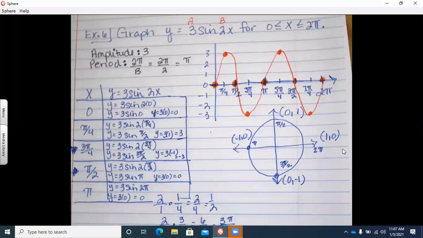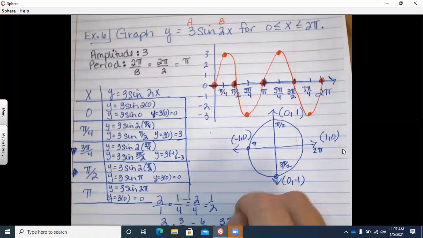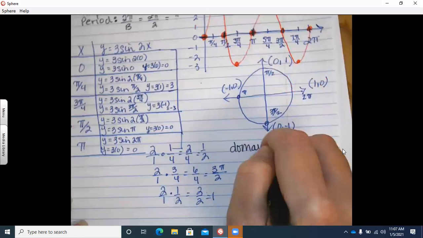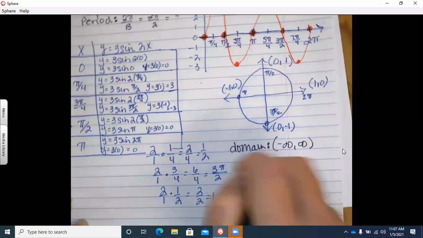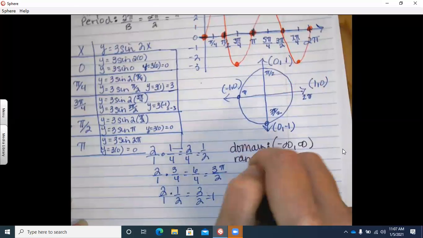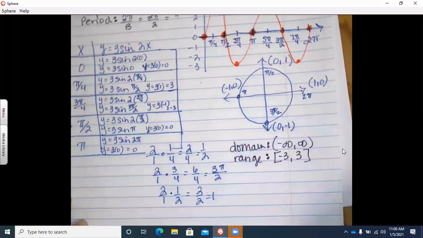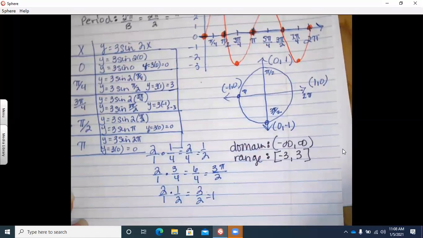Okay, so we already said the amplitude was 3, the period was pi. So how many periods do we see on our graph again? We see 2 periods. All right. So what's the domain? Negative infinity to positive infinity. What is the range? Negative 3 to positive 3, and negative 3 and positive 3 are both included, so we use the brackets on both ends. And are we a stretch, shrink, what? We're a vertical stretch by a factor of 3.